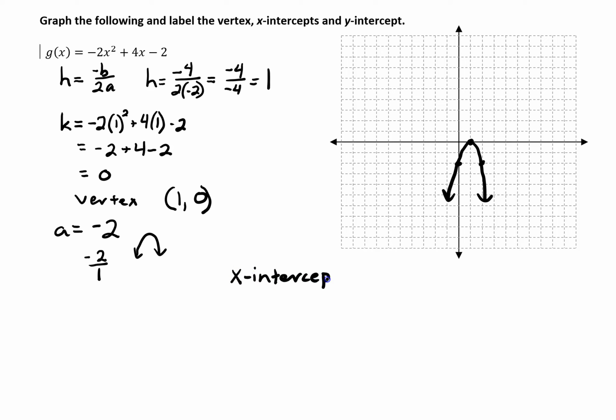Now for this particular parabola, when I look at the x-intercept, there only happens to be one of them. An x-intercept is where the graph crosses the x-axis, and it crosses right at the vertex. So the x-intercept is 1, 0.